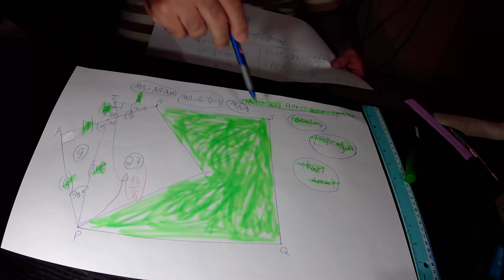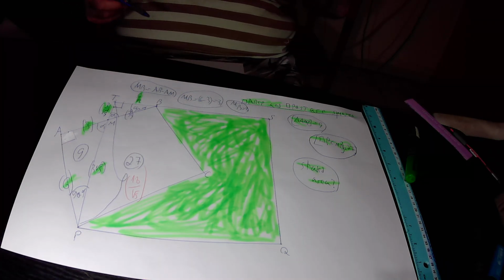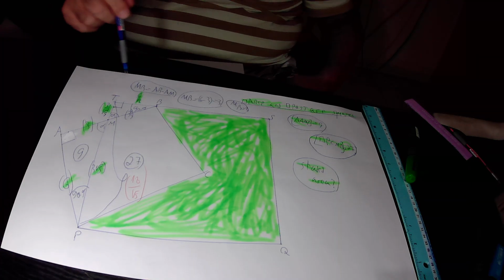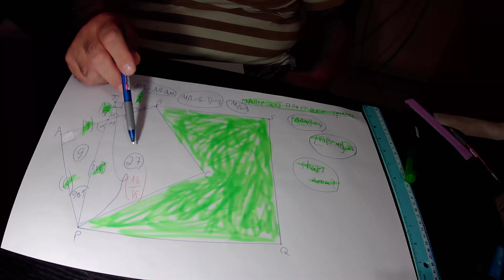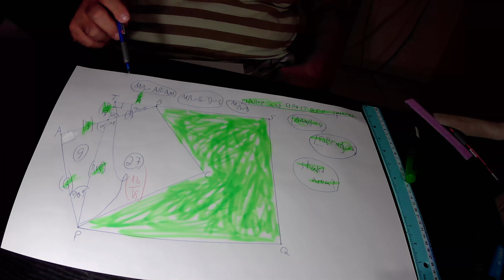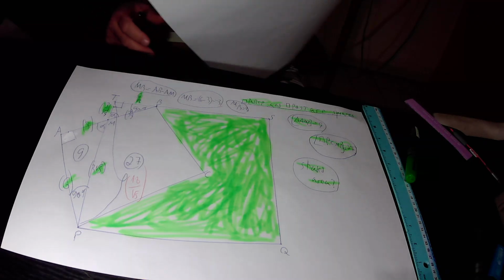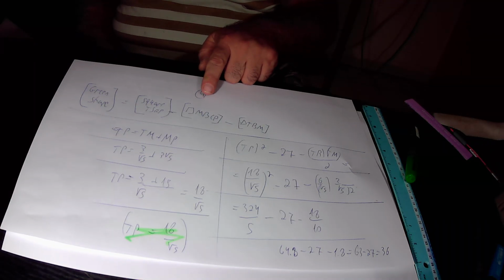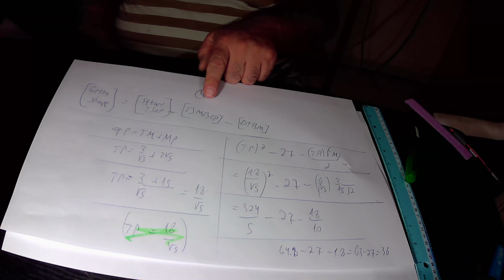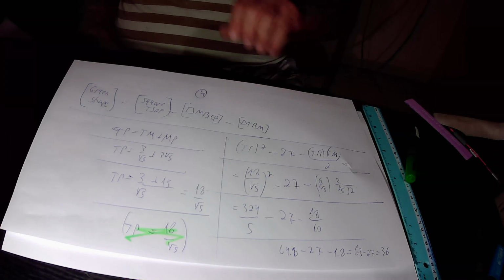Our task is to find the area of this green shape. From the drawing it is very easy to see that the area of this green shape equals the area of the big square TSQP minus the area of this quadrilateral MBCP, which is equal to 27 square units according to what is given in the question, minus the area of the small triangle TMB.